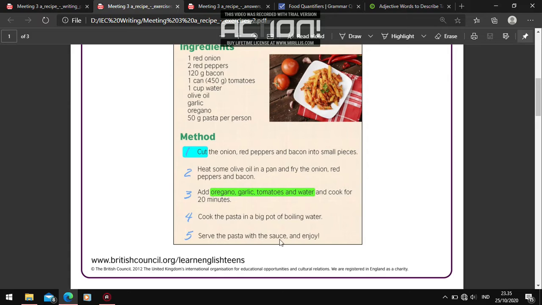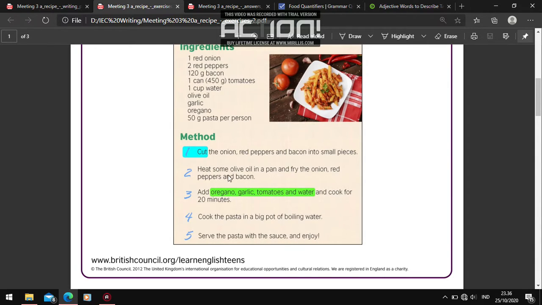After you write the ingredients, of course, you write the methods. See, there are 5 methods here. One, cut the onion, red peppers, and bacon into small pieces. 2. Heat some olive oil in a pan and fry the onion, red peppers, and bacon. 3. Add oregano, garlic, tomatoes, and water and cook for 20 minutes. 4. Cook the pasta in a big pot of boiling water. 5. Serve the pasta with the sauce and enjoy.